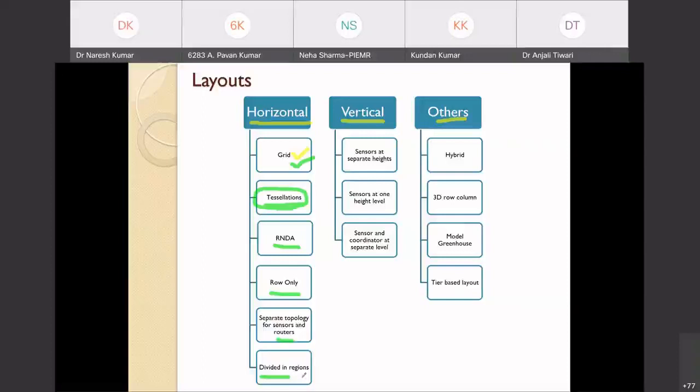And in vertical, we have sensors at separate heights, sensors at one height level, sensors and coordinator at separate levels. We have others as the hybrid, in which we have horizontal sensors placed as well as vertical sensors placed. Then we have 3D row column, we have model greenhouse, we have tier based layouts that is also possible. So in case of horizontal layouts, the conventional systems have either been a random or a grid horizontal layout of the sensors. Let me see in the next slide.